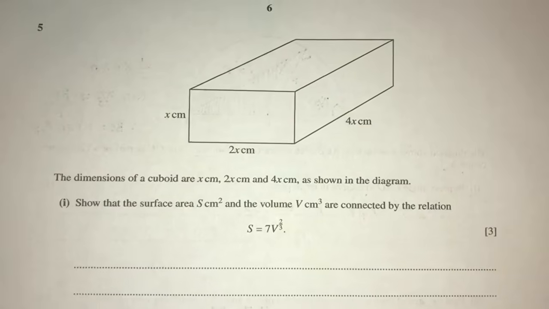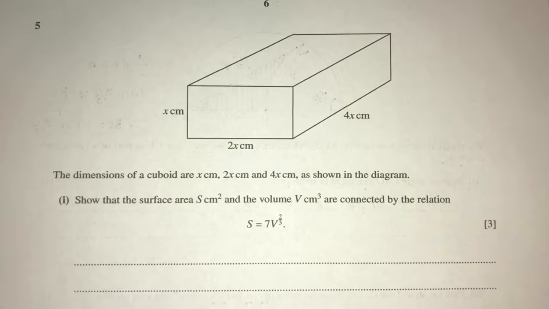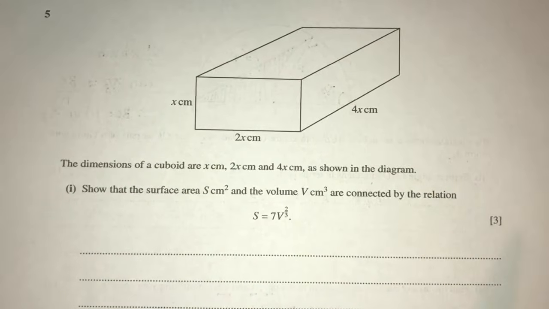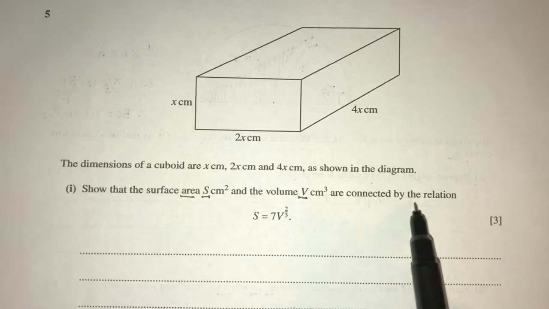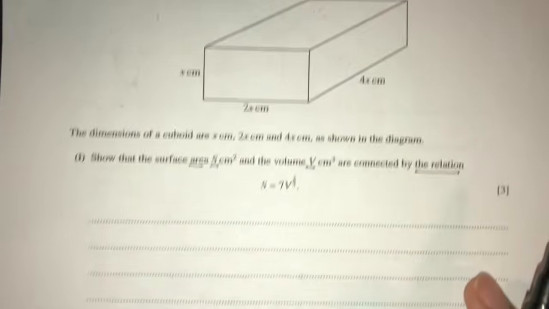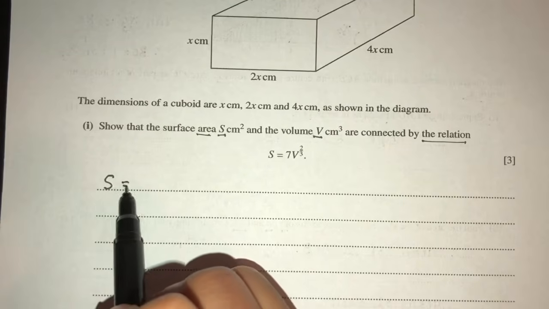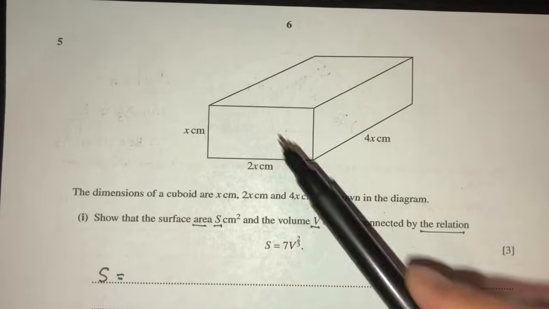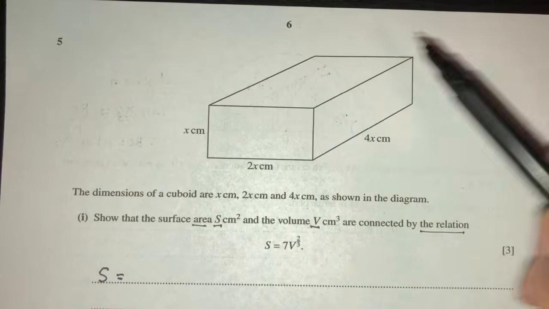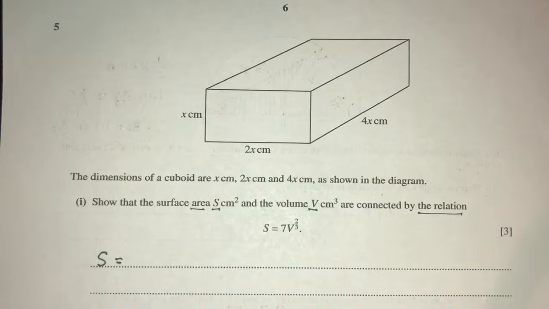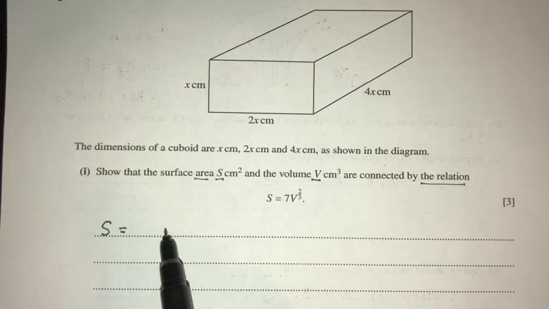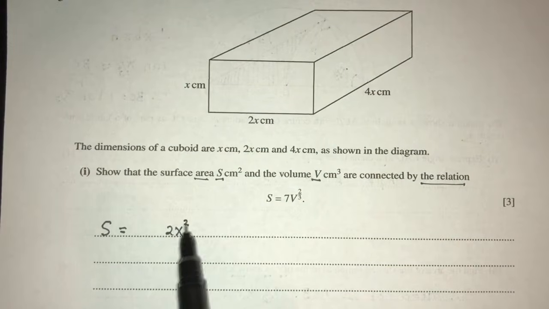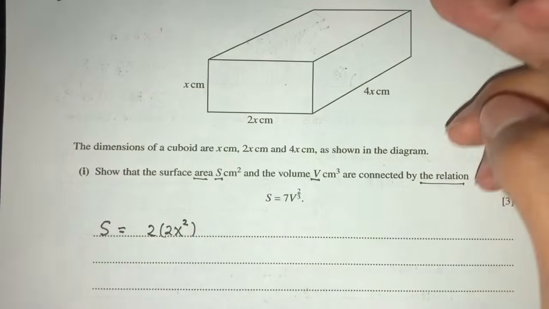Now let's move on to question number 5. The dimensions of a cuboid are given to you by x, 2x, and 4x. Now part 1, show that the surface area S and the volume are connected by the relation. So let's first go one by one. So let's first find the surface area S. So what is that equal to? As you can see, we have 1, 2, 3, 4, 5, 6 surfaces for this object. So let's find the area first. So first is this side. So we have x times 2x, that would be 2x squared. But we have to times 2 because it is front and back.